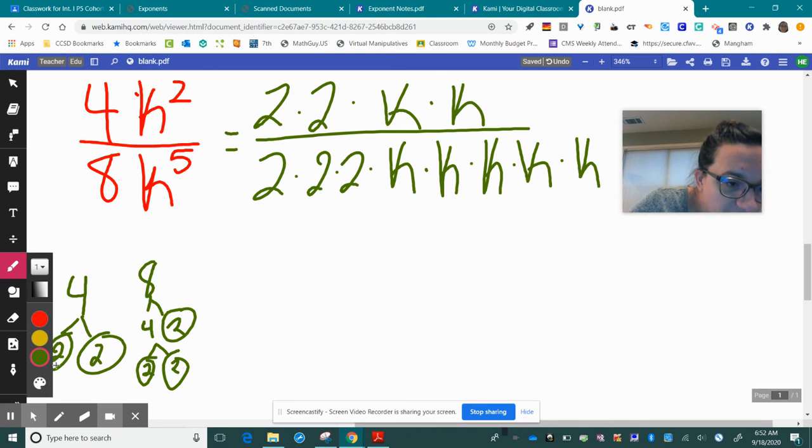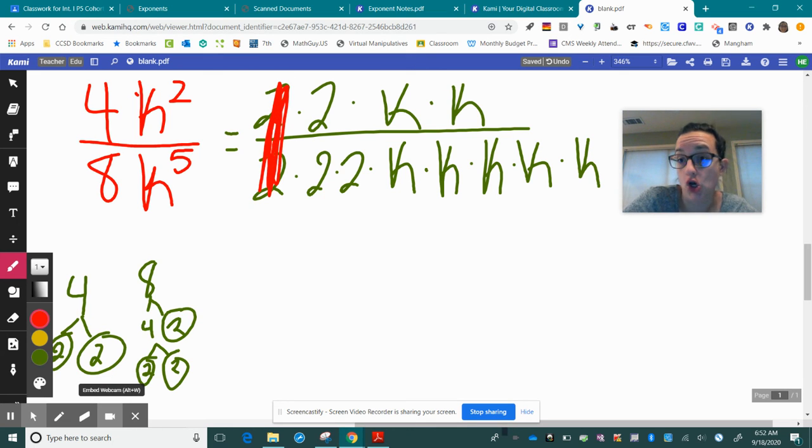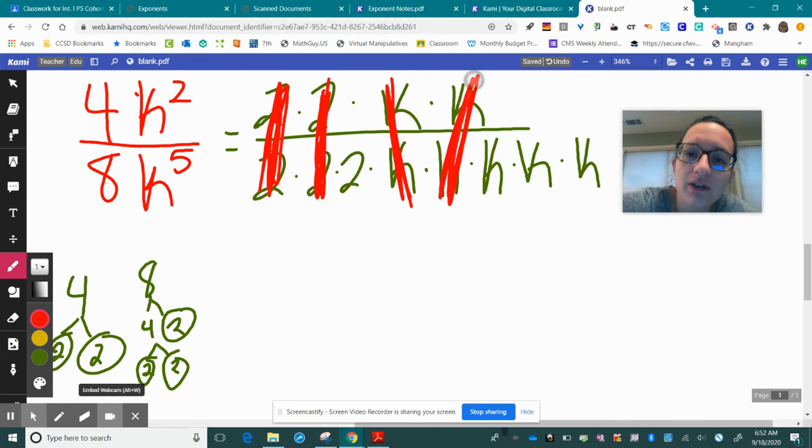So remember the dividing out. We have 2 divided by 2 gives us 1. 2 divided by 2 gives us 1. That 2 stays. There's no other 2 to divide with it. It's chilling. But we have some k's. K divided by k gives us 1. K divided by k gives us 1. Look where everything is. It's in the right spots.